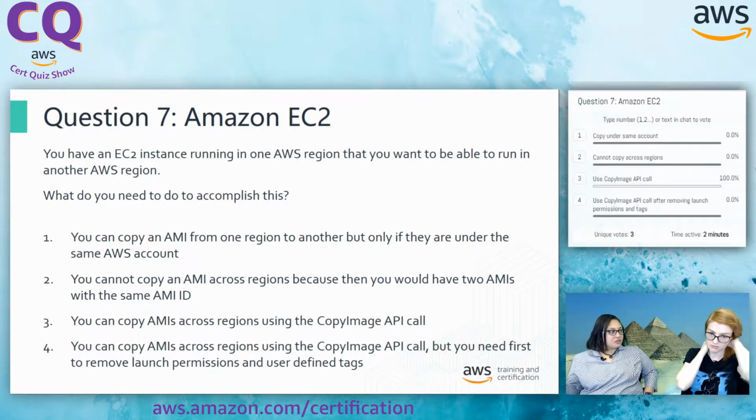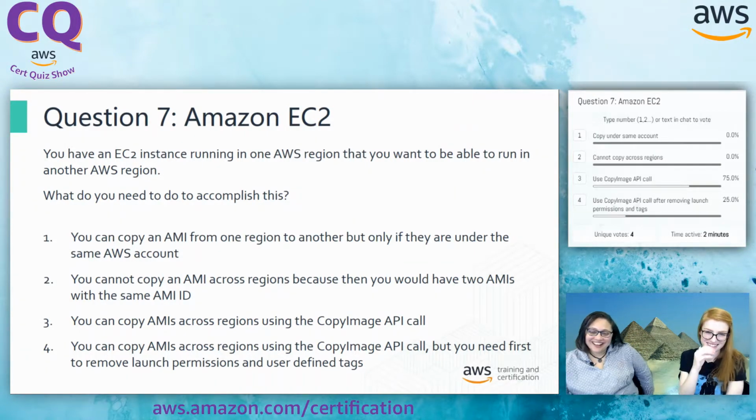So you log into the console, Sydney region, go to the wizard, copy AMI, and then go to Tokyo, for example. Oh, it's actually just dropped down to 75% agreeing with you on number 3. Yeah, we seem to agree to disagree here, but I think it looks like number 3 for me.